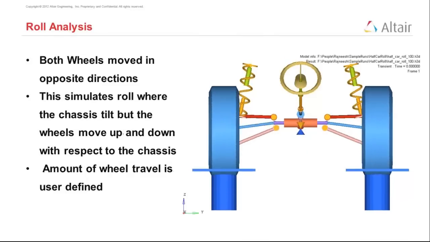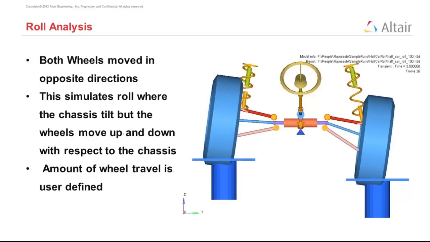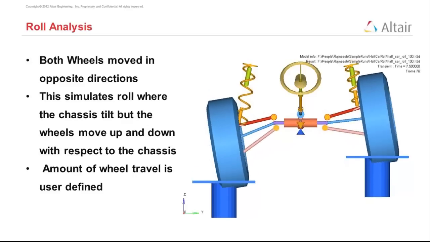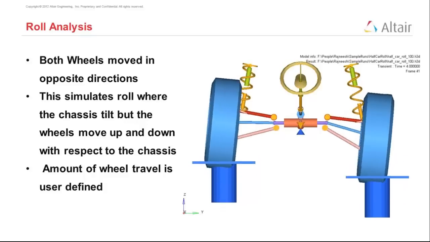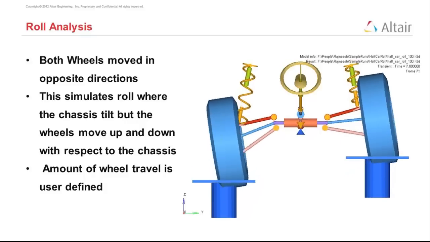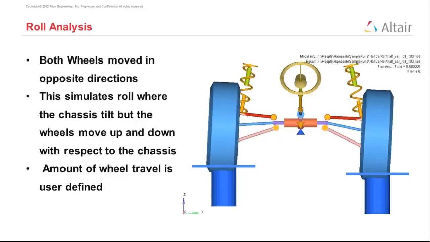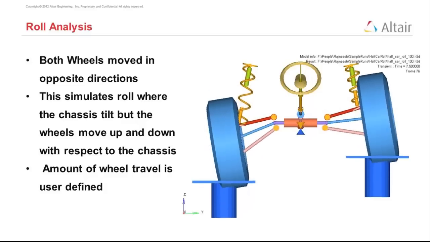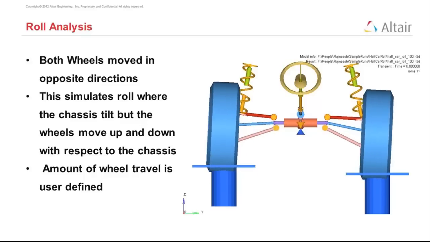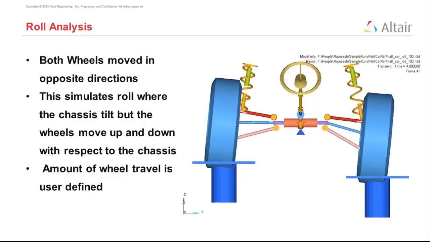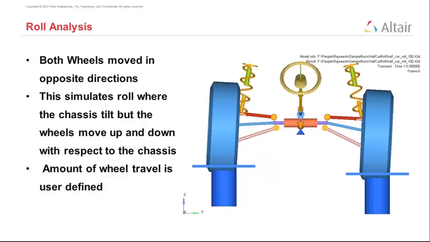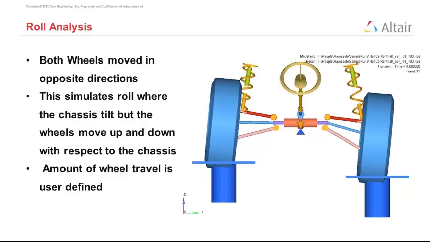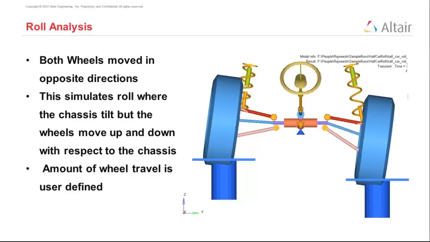The second analysis we'll be focusing on later is the roll analysis, where both wheels are moved in opposite directions. That is, one wheel moves up, one wheel moves down. Again, the chassis is fixed to the ground, while one wheel goes up and the other goes down. This simulates a situation where we have chassis roll, which means that when a car is turning, you can see the chassis tilt, and why this happens will be explained in a little while. Again, the amount of wheel travel that one wants is user defined.